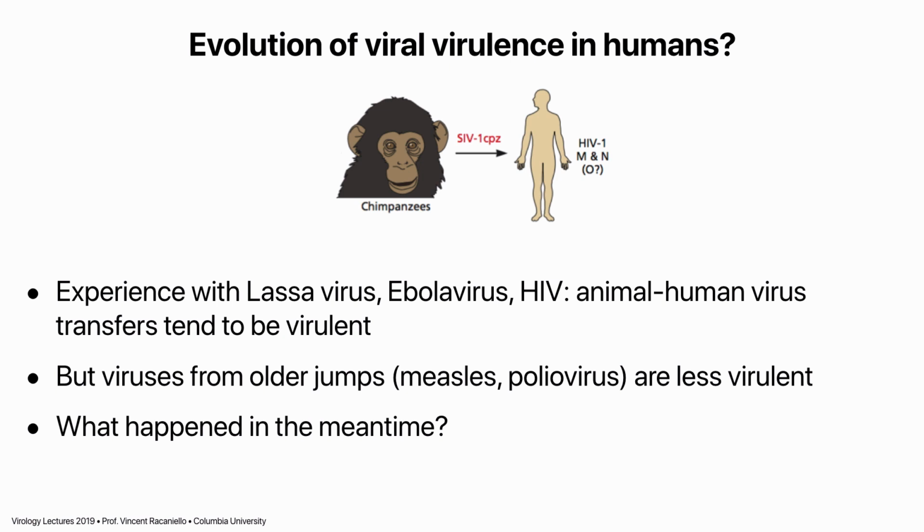What about people, though? What can we say about viral evolution in people? Well, as we'll see next time, some recently transferred viruses to humans, like Lassa, Ebola virus, and HIV, when the virus first goes from an animal into human, it tends to be virulent. If you look at viruses that jumped a long time ago, thousands of years ago, polio and measles, although they can kill people today, they appear to be far less virulent. The question is, what happened in the meantime? Unfortunately, for human viruses, we don't know because we don't have original isolates. And so we can't answer this question.